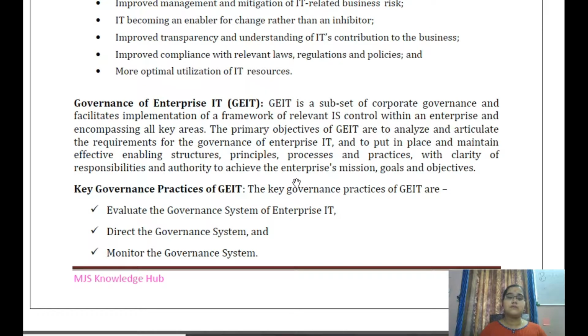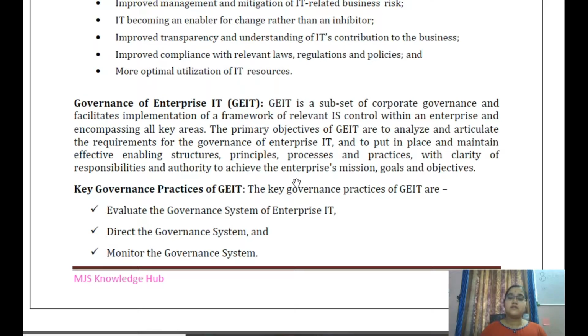Okay, now let us see what is meant by governance of enterprise IT. We have till now seen IT governance, but this is a different topic. Governance of enterprise IT is a subset of corporate governance. So the entire checking of everything forms part of corporate governance, in which one subset is governance of enterprise IT. It will facilitate implementation of a framework of relevant IS control within the enterprise. So it will design a framework so that information system control is implemented within the enterprise according to the framework, and this framework covers all the key areas, meaning where it has to be implemented, how it has to be implemented, and what all things you need to cover. All these things are taken care of by GEIT.